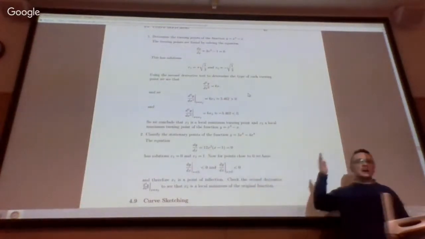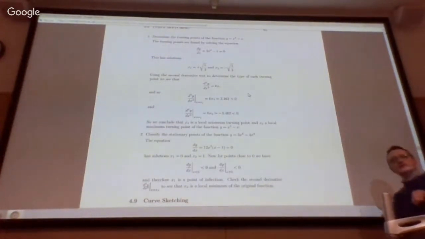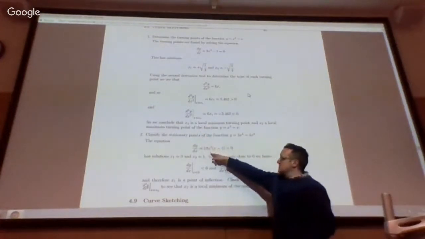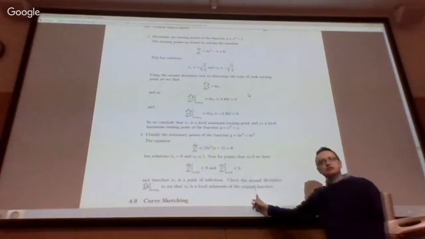So the function is constantly decreasing both before and after passing through the stationary point. So that means it must be a point of inflection. Coming down from the left, decreasing, passing through the stationary point, inflecting here, and then continuing to decrease as it moves away.